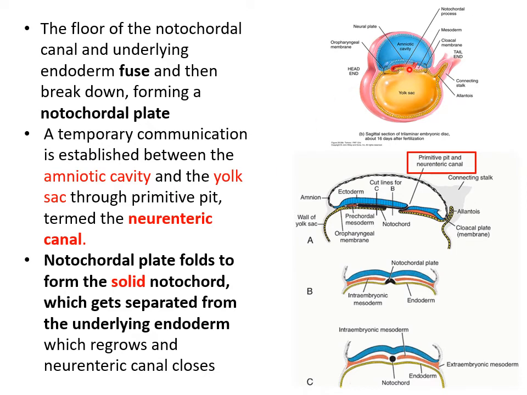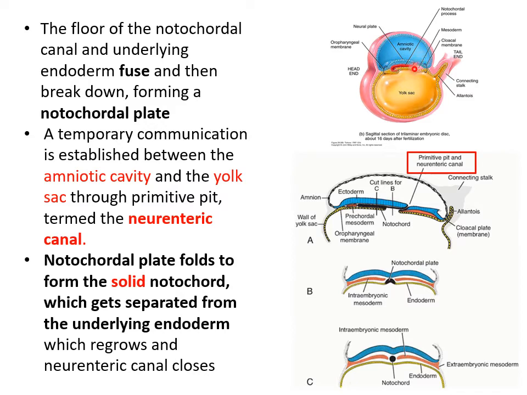Then next what happens? This is best learned by pictures. Now this notochordal canal, remember it's a hollow tube, so it has a roof and a floor. So imagine now the floor of the canal, which should have been red here, but this floor of the canal fuses with the underlying endoderm. See, yellow is the endoderm. And then it breaks down. The floor breaks down. So what do you have? You have a notochordal plate present, as if only part of the roof is present. So again, it becomes a plate.